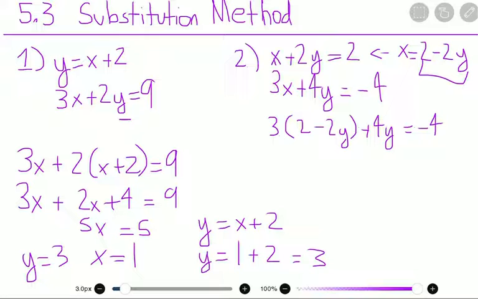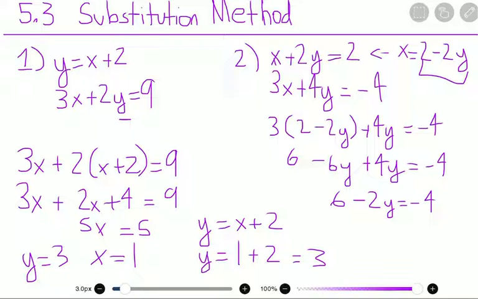Now we can just distribute and simplify the equation. So we get 6 minus 6y plus 4y equals -4. And then we get 6 minus 2y equals -4. If we take the 6 to the other side, we get -2y equals -10, and now we get y equals 5.